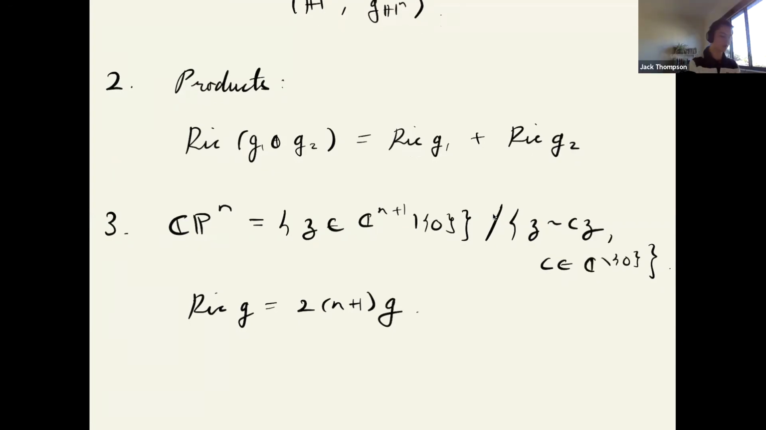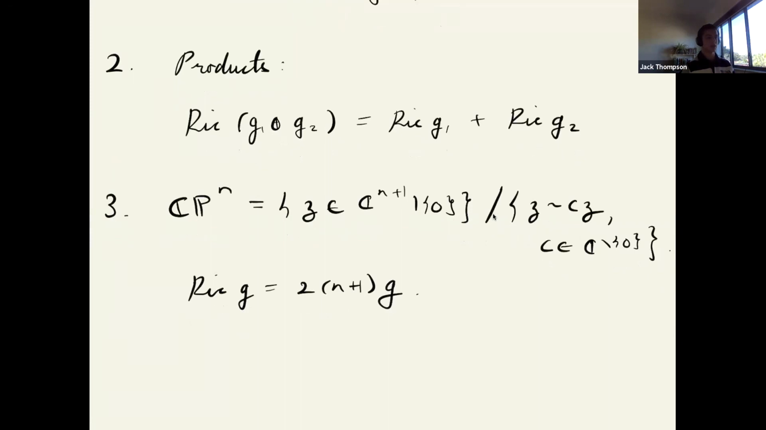Okay, so you can calculate the Ricci curvature and it's given by this. You can also note that CP^n is simply connected. So by the previous week's argument, if it had constant sectional curvature, then it would have to be either S^n, H^n, or R^n, which it isn't. So it can't have constant sectional curvature. So this is a non-trivial example of an Einstein manifold.